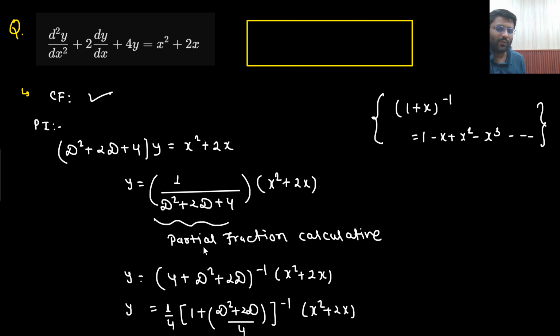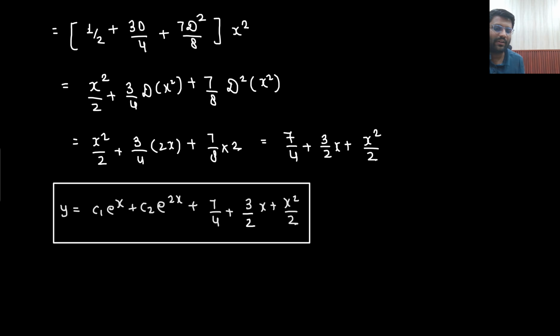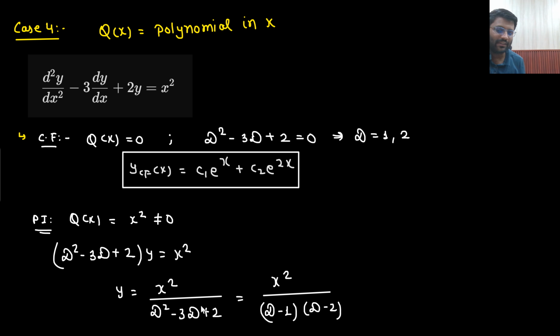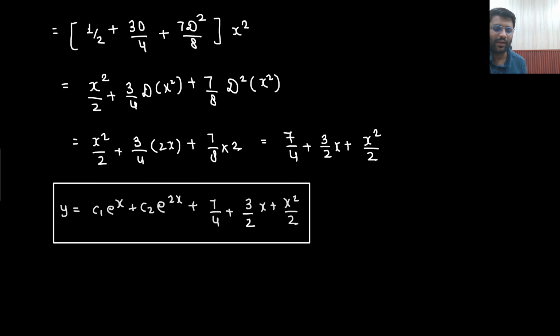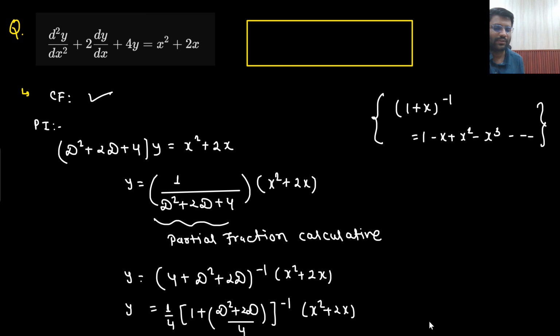So let me tell you what we have done. This I took upward, power minus 1. 4 I took outside. 1 plus d square plus 2d by 4 to the power minus 1. The same process I could have done here as well. Sir, here partial fraction was necessary? Absolutely not. Without partial fraction as well, we will solve it. So I will put method 2 as well. Method 2 also we will do, but later on. But as of now, let's solve this question.